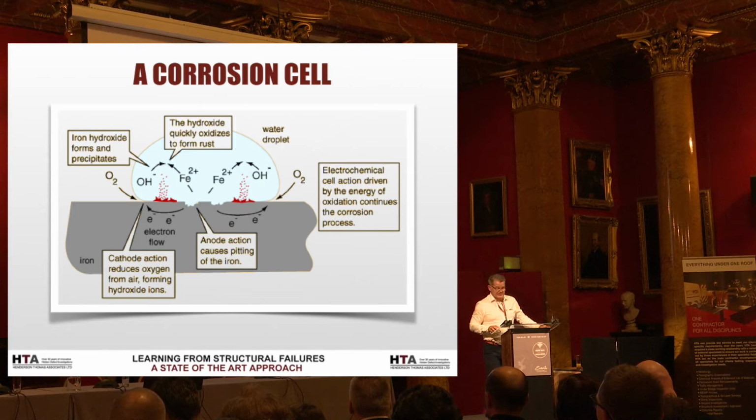So there, they actually then did instigate a cathodic protection system. But effectively, looking at this drawing here, we have the anodic site, which we have a flow of electrons away from the anode to the cathode. That's what we're picking up with half cell potential.